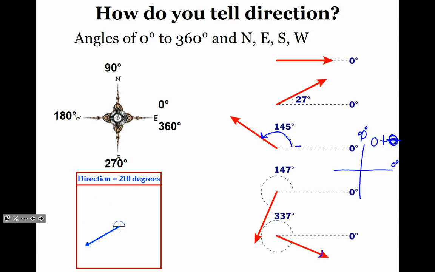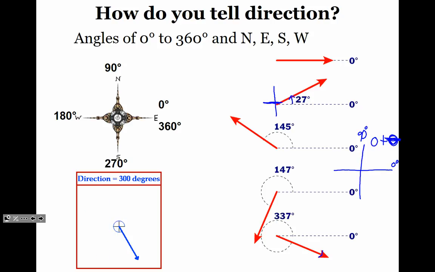If you look at this one right here, where it says 27 degrees, and you notice where the compass is, there's 0. I'm going away from 0 degrees. I am going to add 0 to my angle, and my angle is 27 degrees. So here's a rule: 0 plus theta if you're going away from 0.